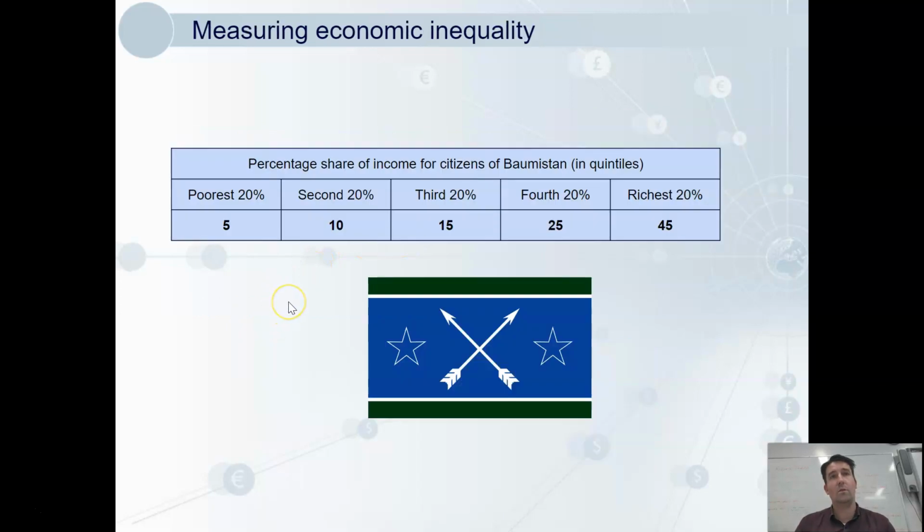So we start with quintiles, where we split the population of a country into fifths according to their income. So here we've got the poorest fifth of the population, and we see how much of the total income of the country they earn. They earn 5% of the total income. The second poorest, 20%, receive 10% of the income. The third poorest, the middle fifth, is 15%. Second richest, 25%, and the richest 25% in Burmistan get 45% of the total income. This gives us a reasonable idea of the degree of inequality that exists, but it can get clearer.